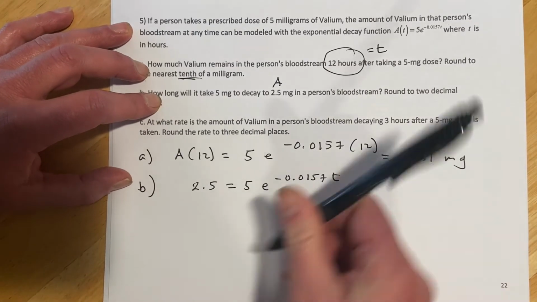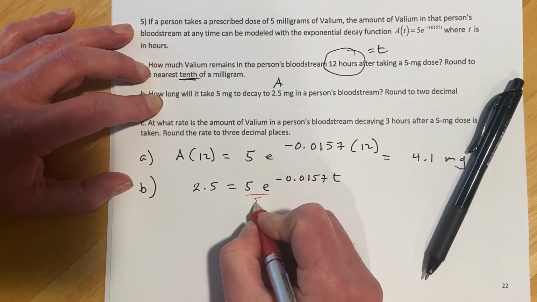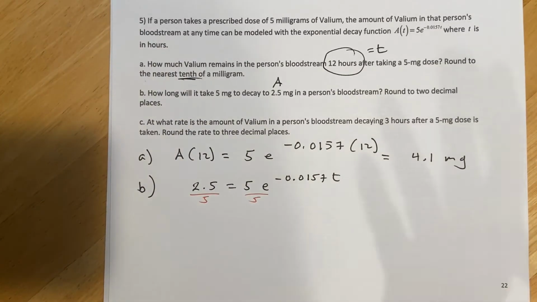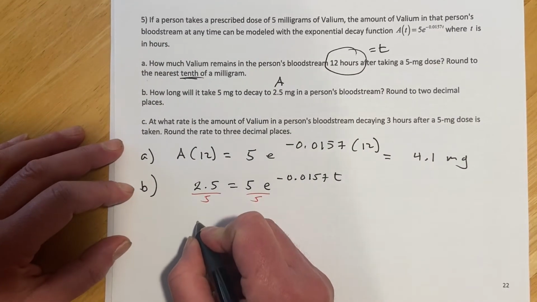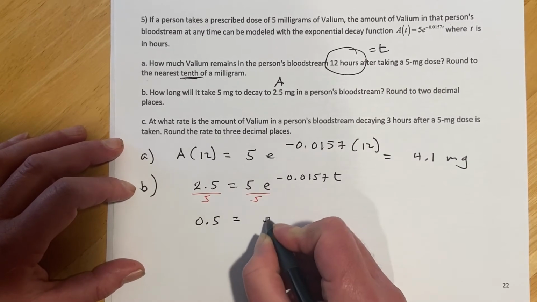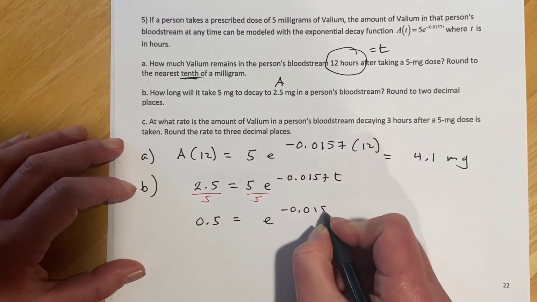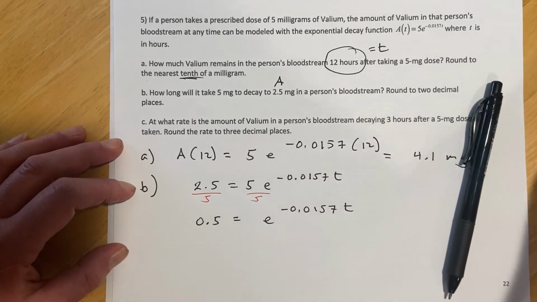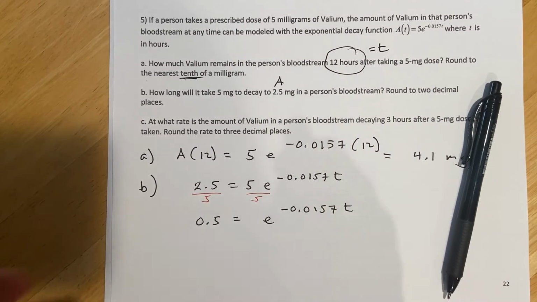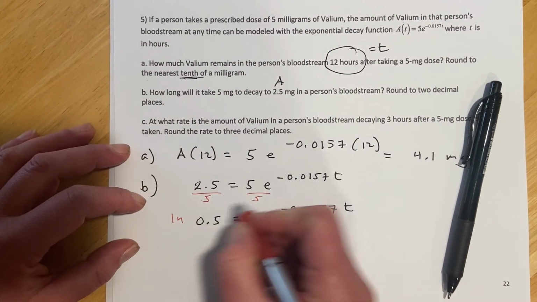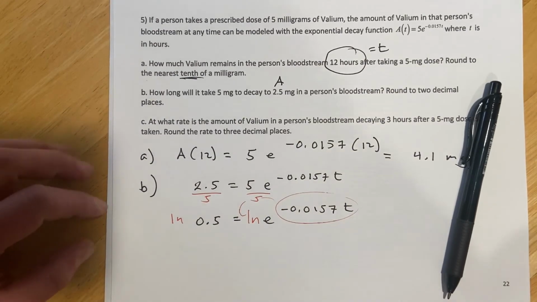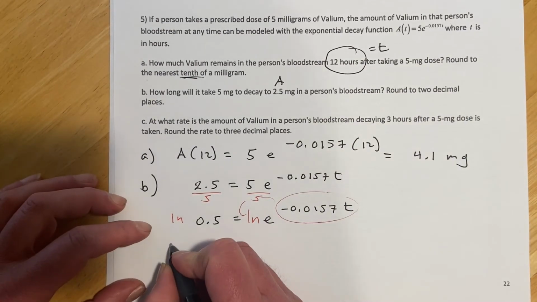0.0157t. So I want to divide over that 5. And what that will do is give me a 0.5, because we're basically finding the half-life of this medication, when there's half of it left in the person's bloodstream. And then remember, when we're trying to solve for an exponent, that's why we have logarithms. Logs find exponents. So we will natural log both sides, and that allows us to bring this down front by that property 3 from a couple of sections ago.